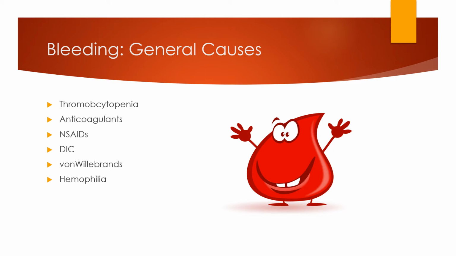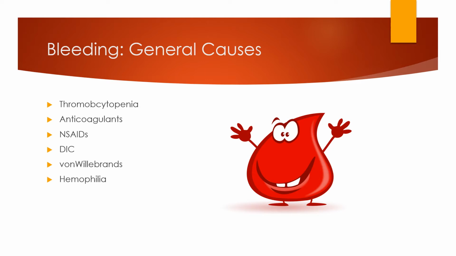DIC is disseminated intravascular coagulation. DIC is very different because the individual that is experiencing DIC is actually going through clotting and bleeding at the same time. So what happens in DIC is that clots form inside of blood vessels. And when these clots form, they use up all the clotting factor in an individual's body. So then the patient starts to bleed out.